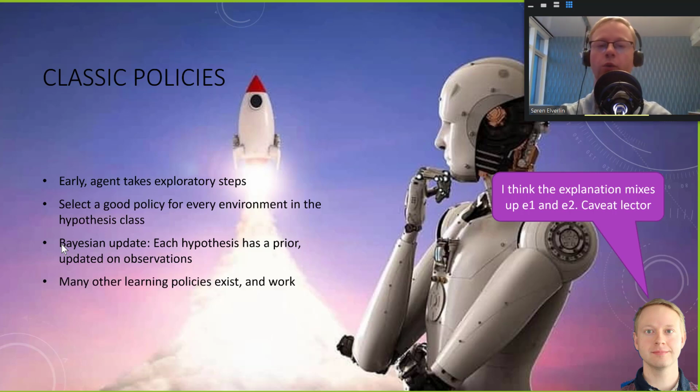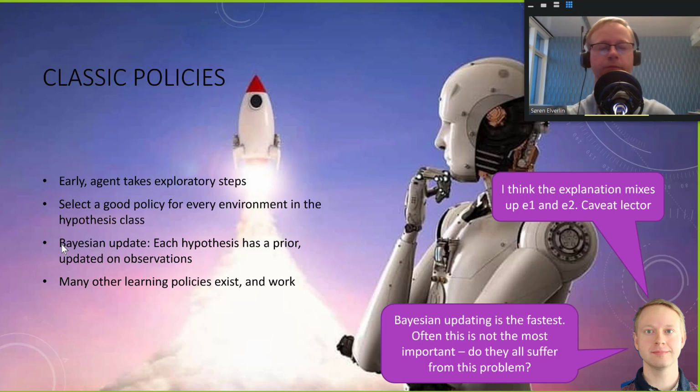We can also do other things. They also generally work. People usually take Bayesian updates because it's the fastest. In this case, it is explicitly not really required. I would have liked to know a bit about other learning policies. Do they all suffer from this particular problem? Because Bayesian updates obviously do, but it's not totally obvious to me that all other learning does, obviously except Infra-Bayesianism. But what are the other classical learning policies that are available?